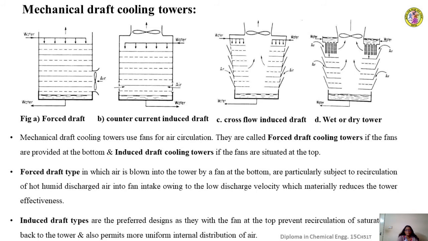So there are other improved designs such as the cross flow induced draft tower, which gives a better air and water contact and also better performance. Here the air is flowing across the tower, just like the atmospheric type of natural draft tower. This is an induced draft tower because the fans are situated at the top of the tower. One more type of tower that operates on the mechanical draft cooling tower principle is the wet or dry tower.